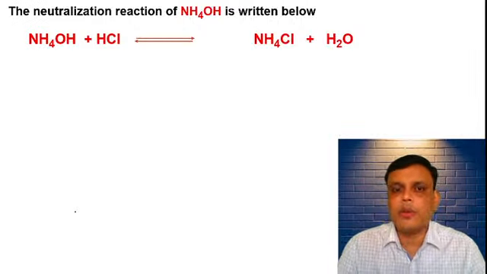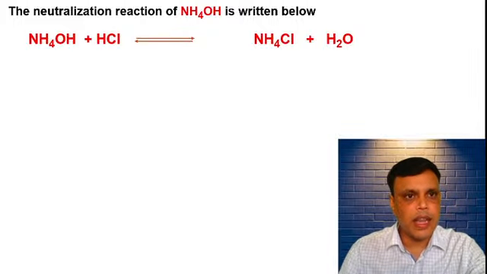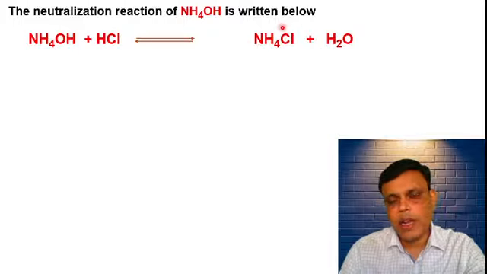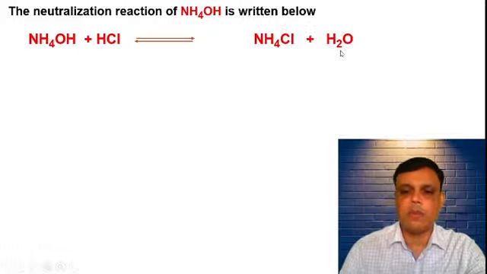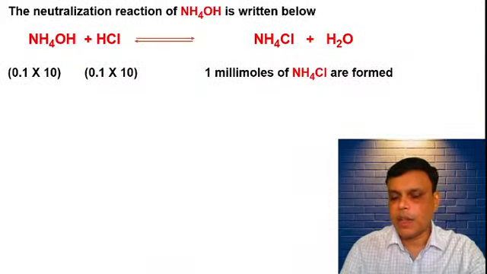Now you have to write the neutralization reaction of ammonium hydroxide in presence of HCl, and in the last example also we have seen ammonium hydroxide in presence of HCl reversibly gives you ammonium chloride plus water. Now we will calculate the millimoles.